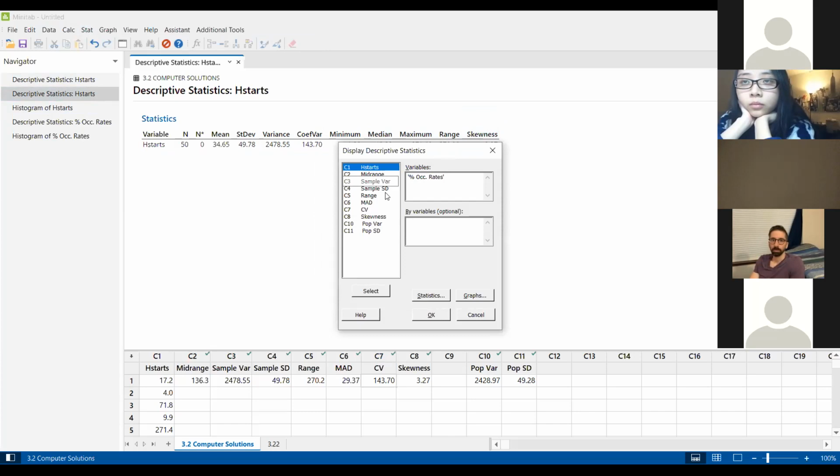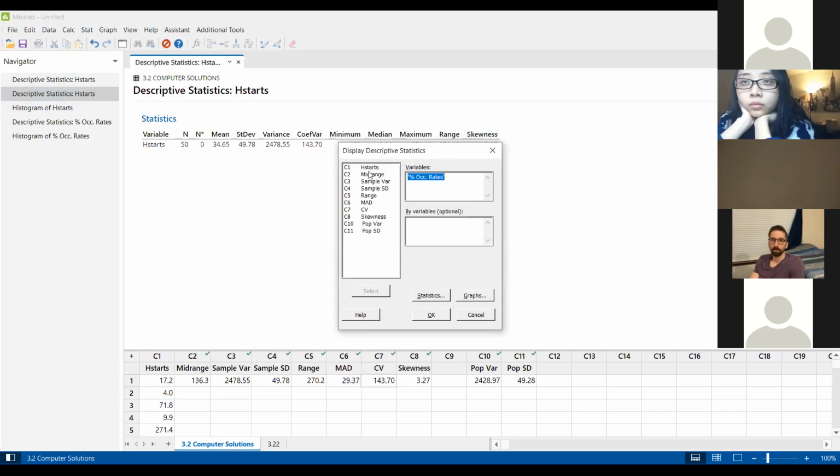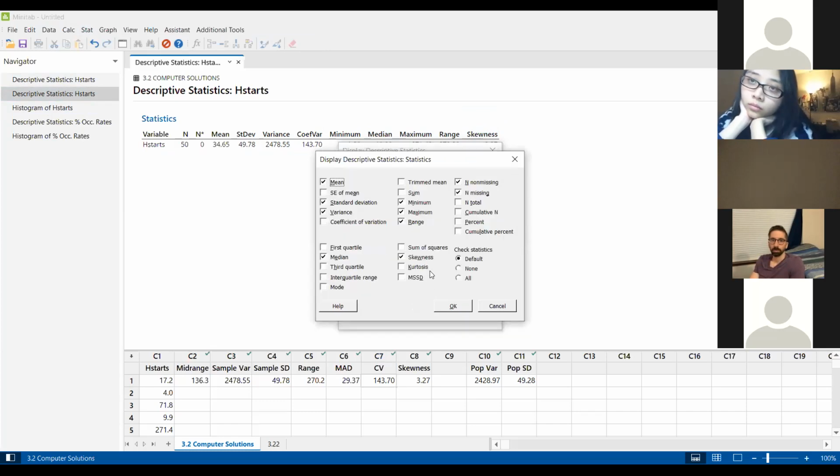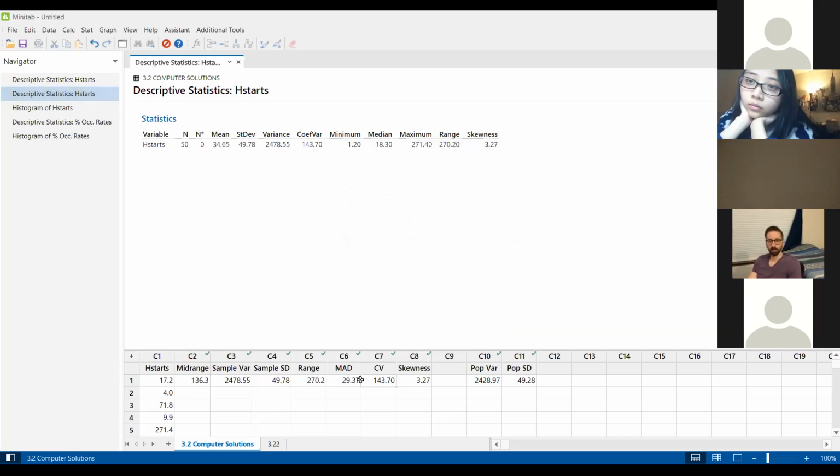Hold on a minute. All right, there we go. And where is it? The coefficient of variation, right here. See it? Coefficient of variation. It is calculated here. You just check that box, it gives you that. So I apologize, it is there. But the MAD is not. That is not an option.